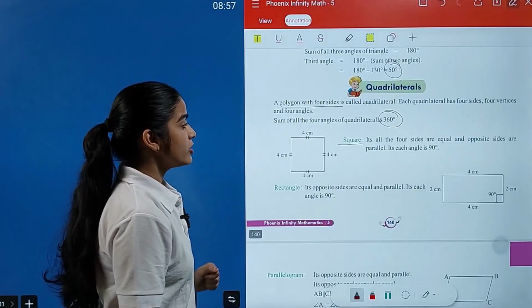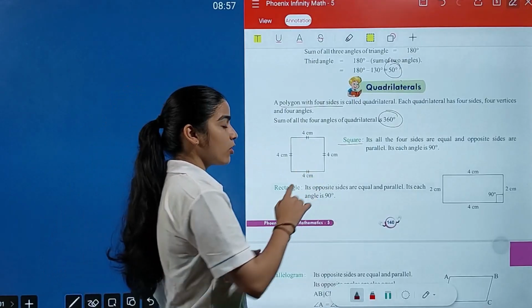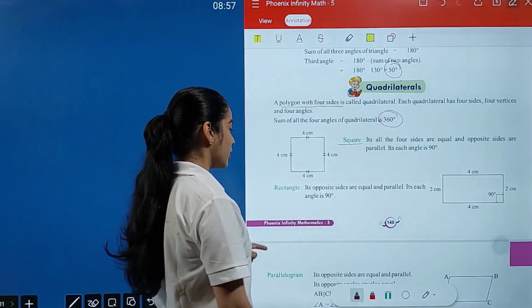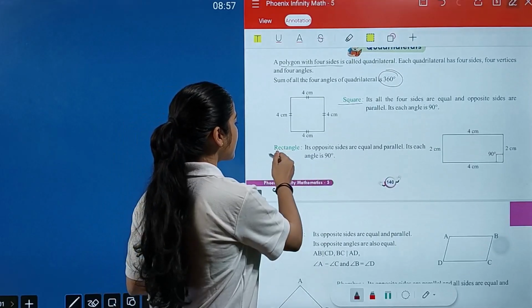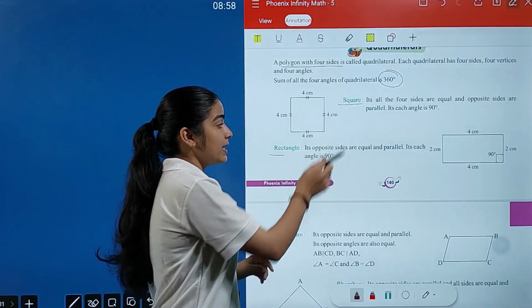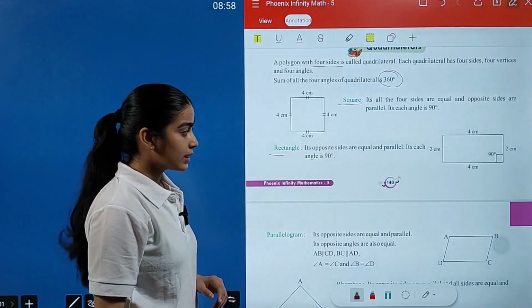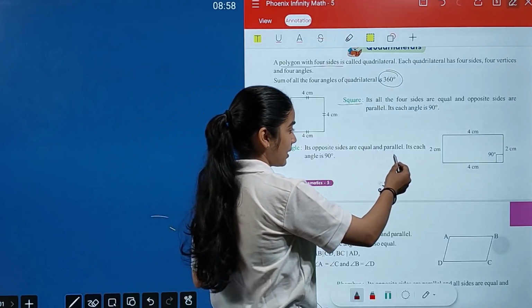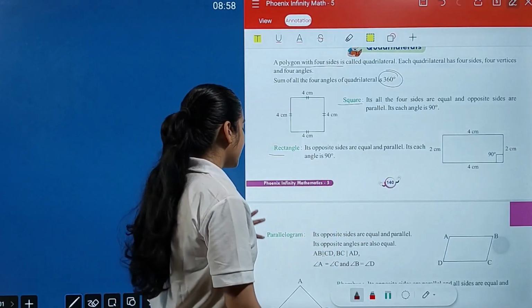Square: first, all four sides are equal and opposite sides are parallel. Each angle is 90 degree. So in a square, all four sides are equal, all four angles are equal, and opposite sides are parallel to each other. Next we have rectangle. Opposite sides are equal to each other and parallel, and all angles are 90 degrees. Each angle is 90 degree.